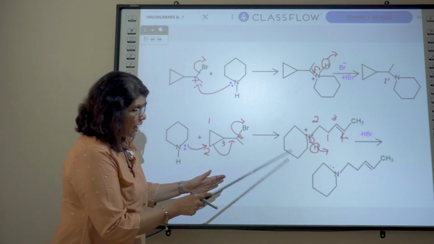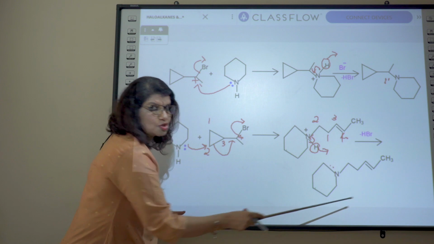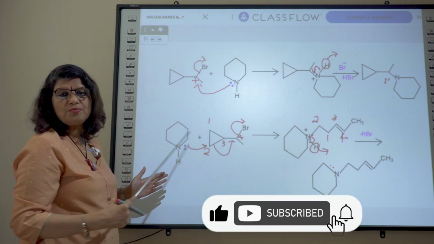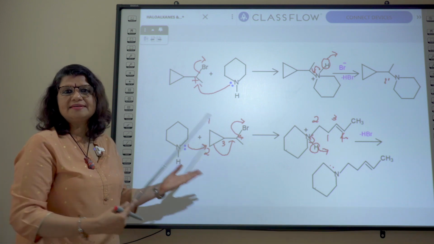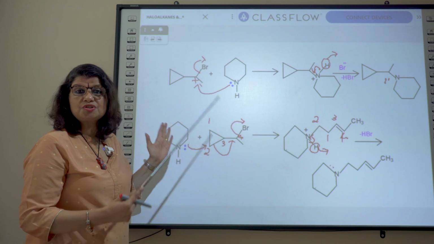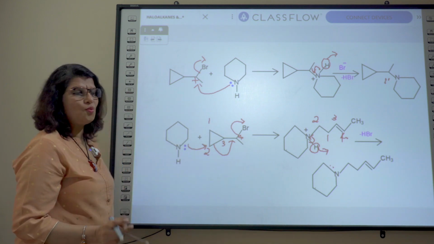So how did we decide that this bond shifts to form a double bond? By looking at the structure. By looking at the final product, we can identify what kind of shifts happen and we can describe a pathway or a mechanism. So this particular example was to help you to think on those lines. Alright, let's move on to the next question.